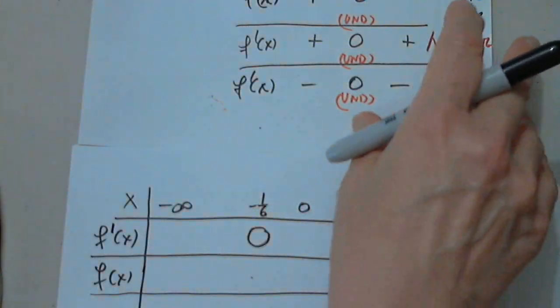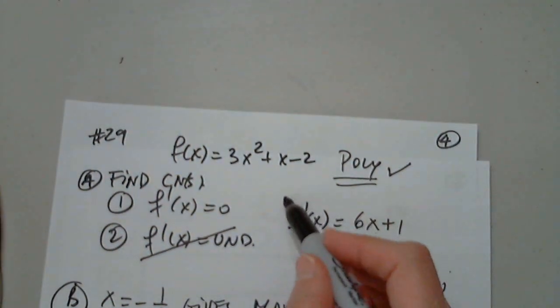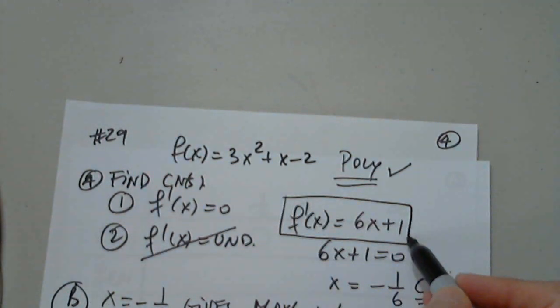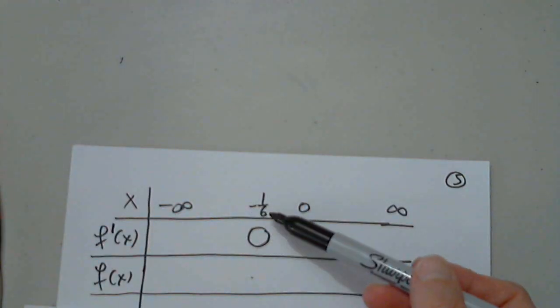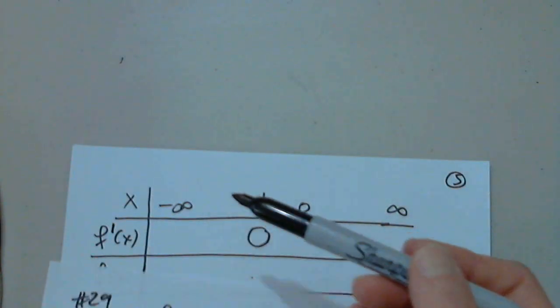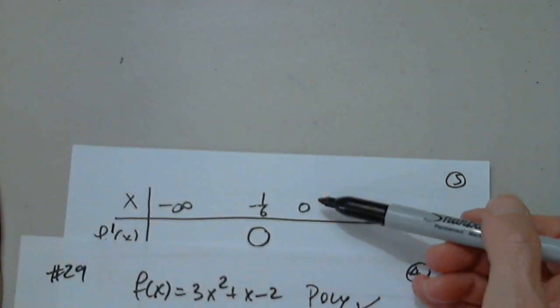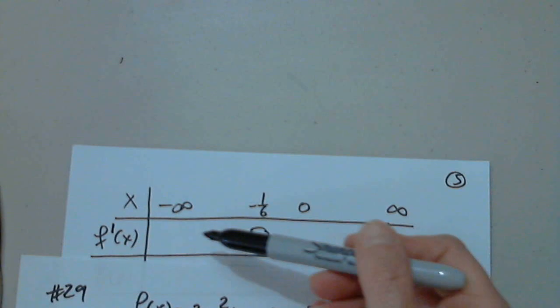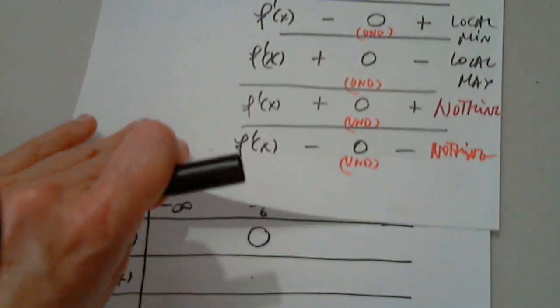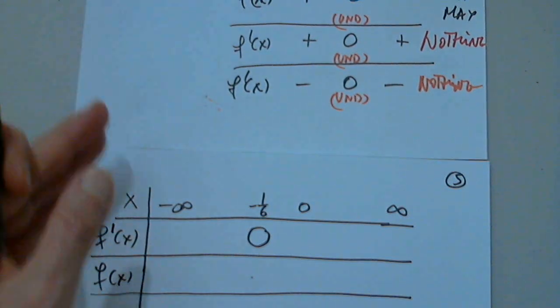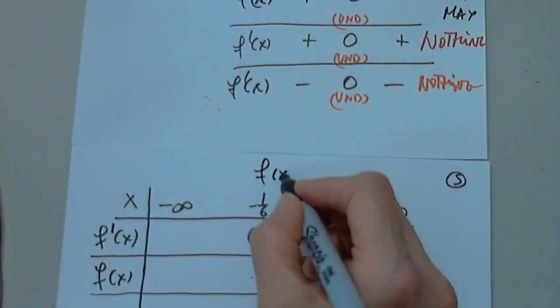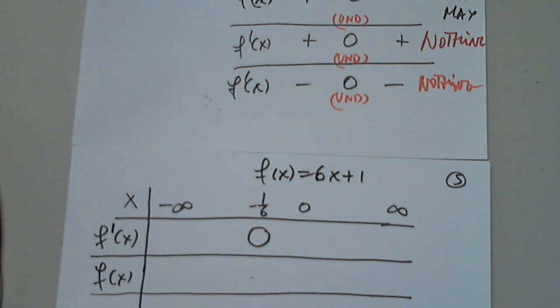So now, let's take a look at the derivative. Please plug in a number to the left of this number, like negative 10. Plug in 0 in here and give me the sign. Sign here, sign here. So to the left of negative 1/6, what would you say? Let me write it one more time. F prime of x equals 6x plus 1. Let's do negative 5. So it's negative.